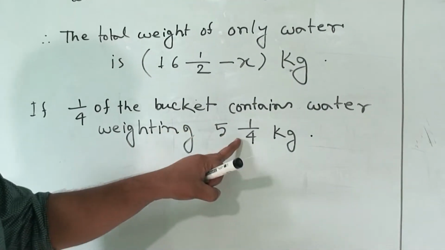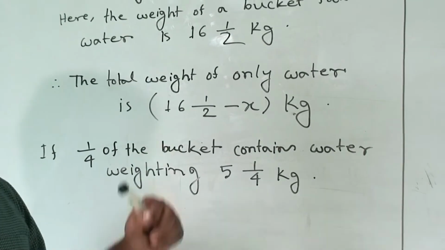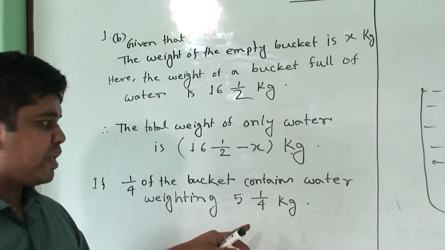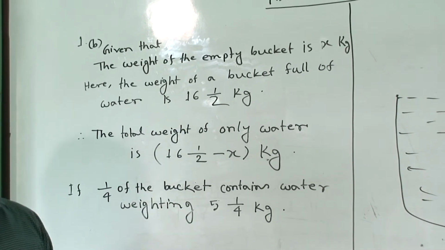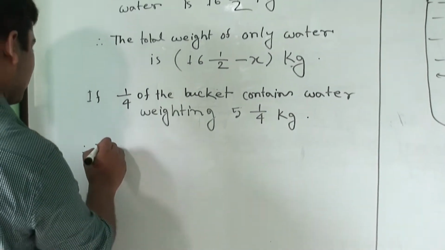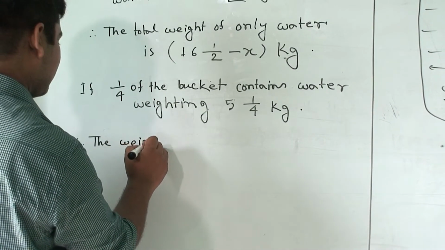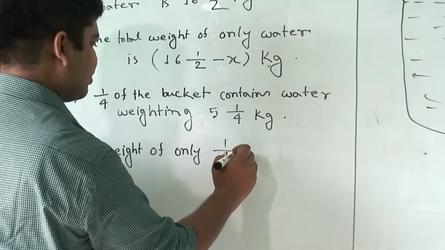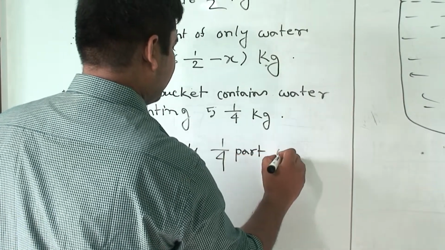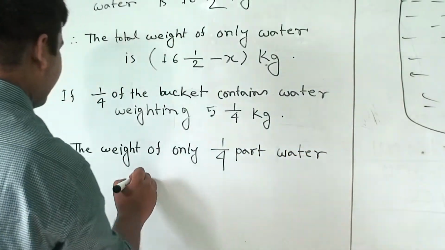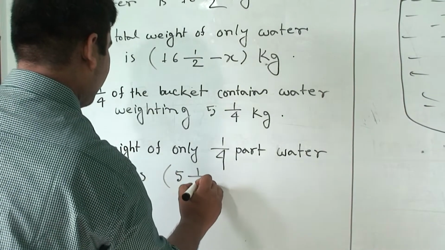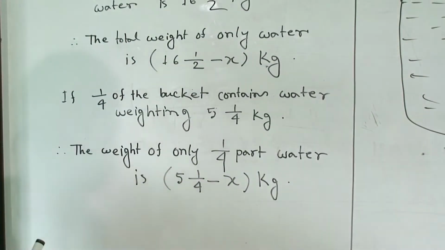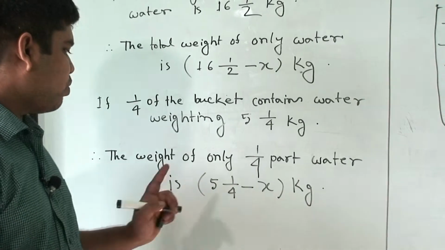This is also the weight of the bucket with water. So if I subtract the weight of the bucket from this, then we get the weight of only water. So the weight of only 1/4 part water is 5 into 1/4 minus x kg. Dear student, it is 1/4 part of water weight.